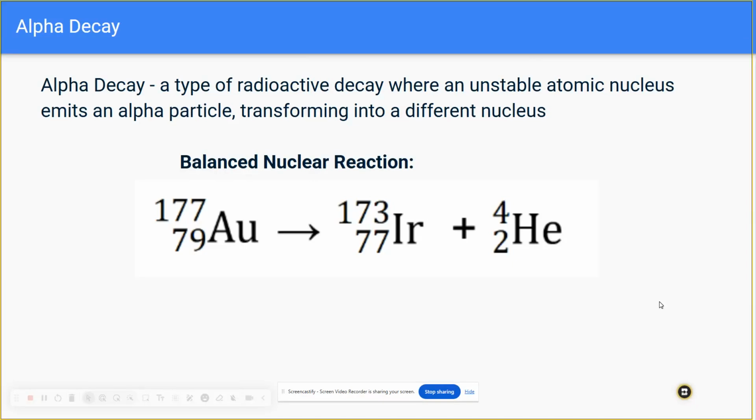So alpha decay is where an unstable nucleus emits an alpha particle, forming a different nucleus. And here's an example. We have the alpha decay. Originally we had a mass of 177, an atomic number of 79, and the identity is gold. But after the radioactive decay, the new particle has a mass that decreases by 4, the number of protons decreases by 2, it has a new identity, and it has emitted an alpha particle. So if you look here, 173 plus 4 is 177. 77 plus 2 is 79. And then the number of protons will give you the identity. You just use the periodic table to find the symbol.